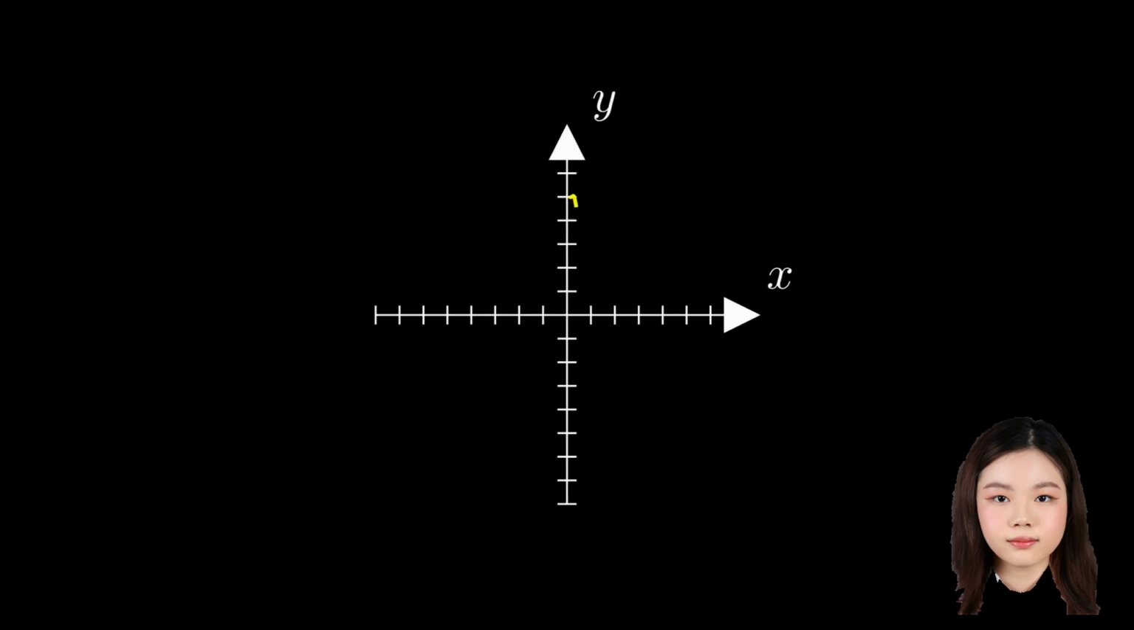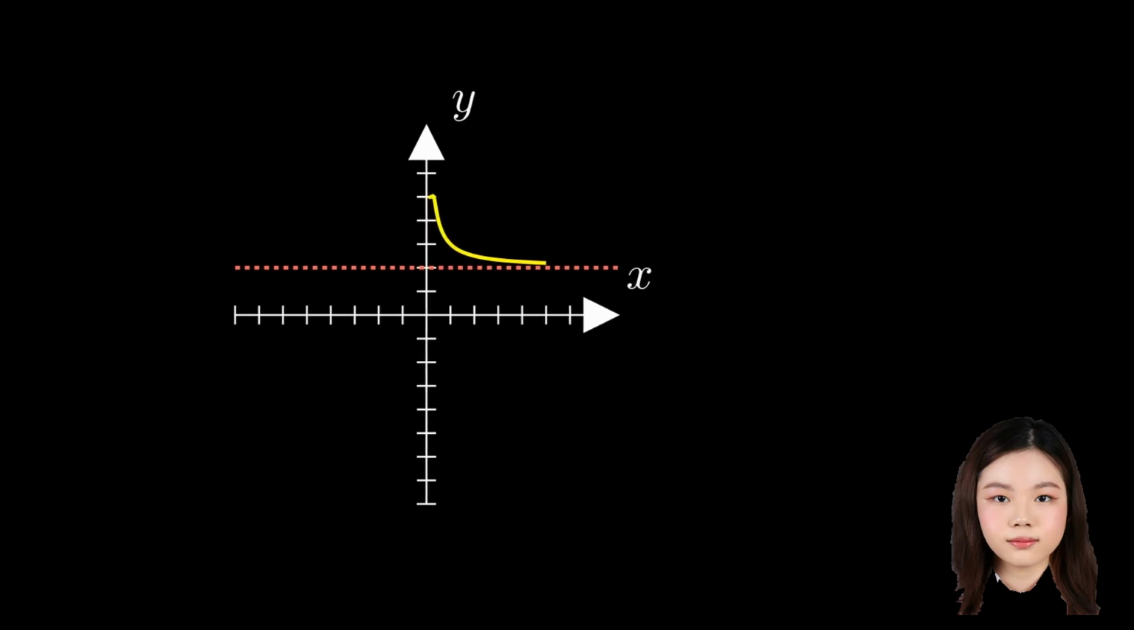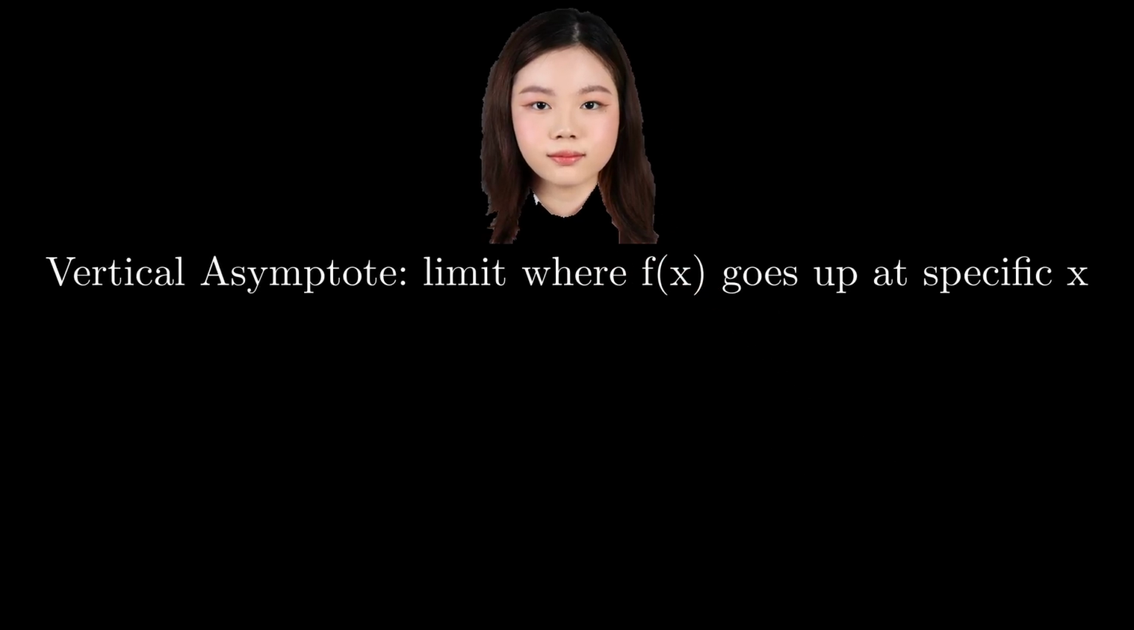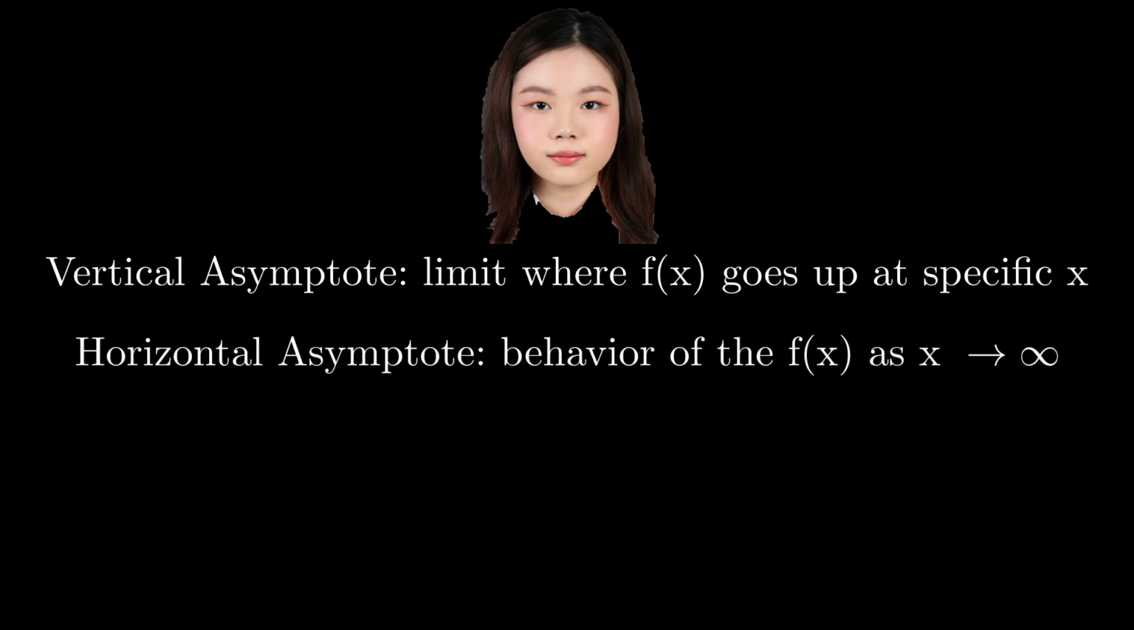On the other hand, we can ask what happens as x becomes very large. There is a limit at infinity. For example, the limit of (2x plus 1) over x as x approaches infinity equals 2. As x increases, the function approaches 2, which corresponds to a horizontal asymptote at y equals 2. So, vertical asymptotes relate to limits where the function blows up near a specific x value, while horizontal asymptotes describe the long-term behavior of the function as x goes to infinity.